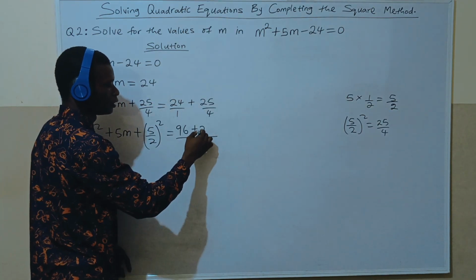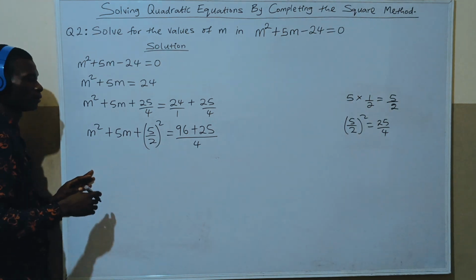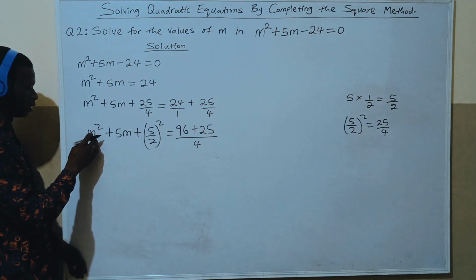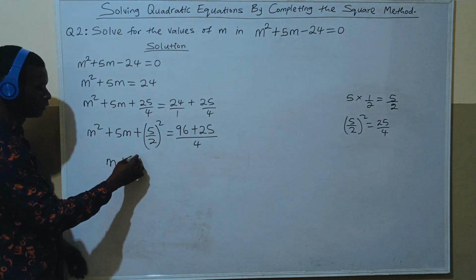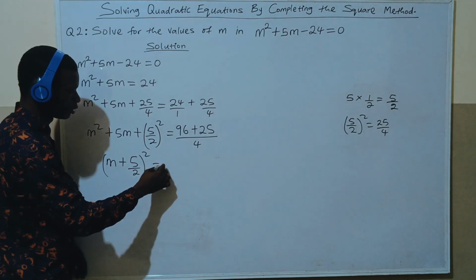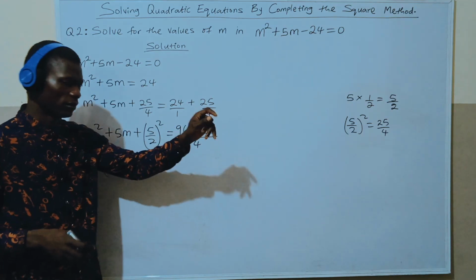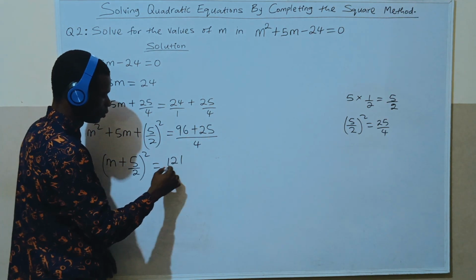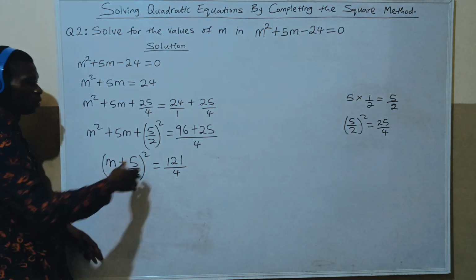1 times 25 will still remain as 25. Okay, so we want to write this as a bracketed square. Since we're having m squared here, we'll be writing only m. We're having 5 over 2 positive, so that's going to be 5 over 2 also being squared. So equal to, what is 96 plus 25? 96 plus 5 is 101, 101 plus 20, that's going to be 121. So that's 121 over 4. Okay, that's what we have on the right hand side.